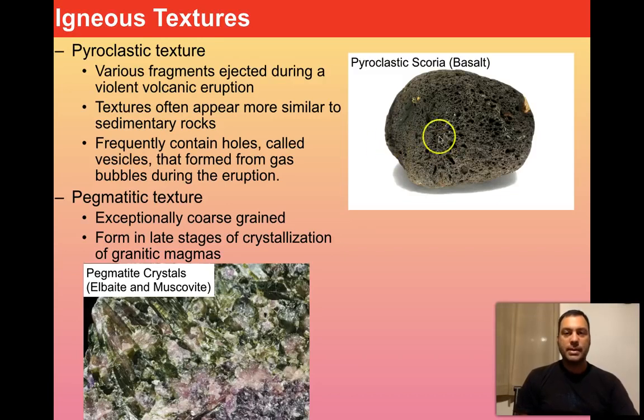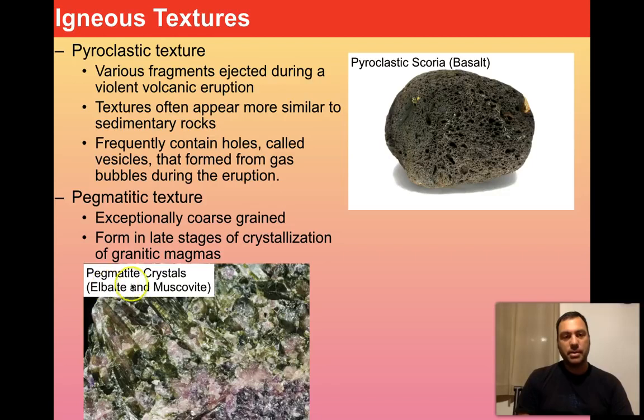Okay, we contrast that with its kind of intrusive cousin. So this is the one that extrudes very fast, and the gases get out. What if it cools very slowly and the gases never get out? Well, that gives us this thing down here. This is a pegmatitic texture. It's exceptionally coarse grained, with really large crystals that form in late stages of crystallization of granitic magmas.